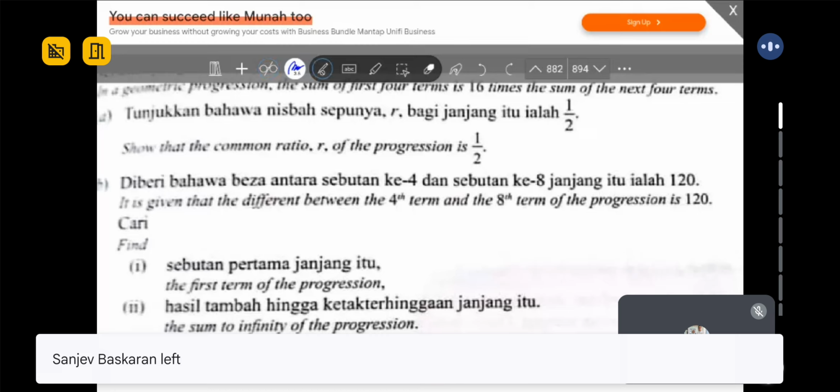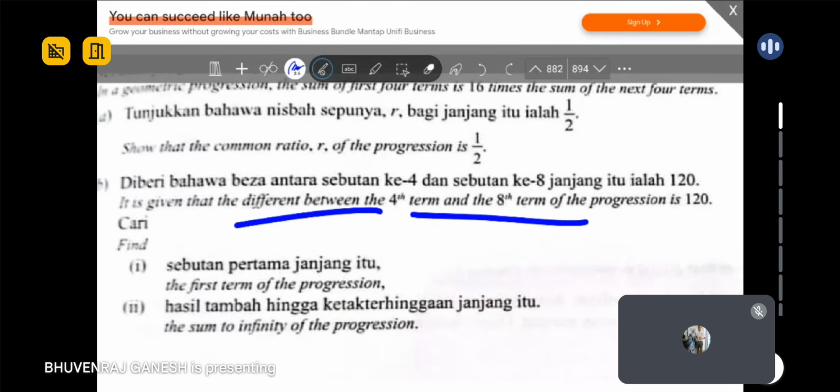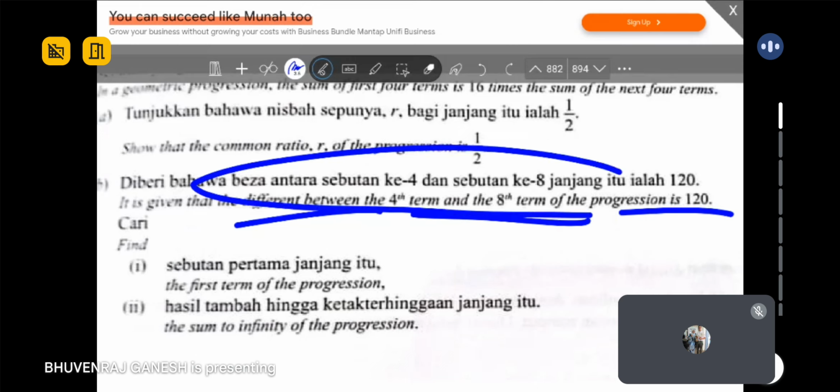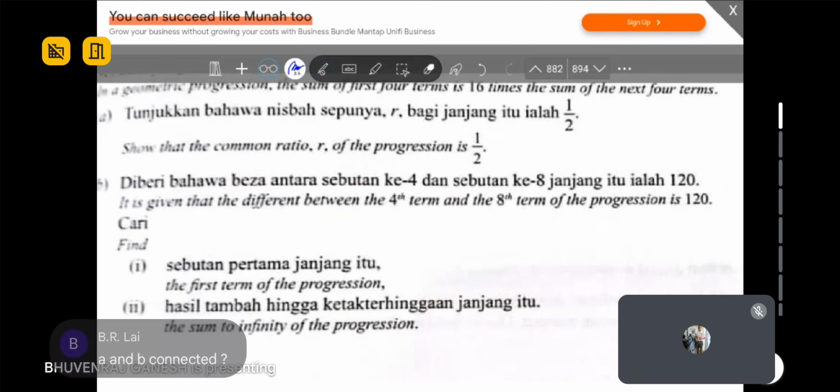Soalan B. They tell you the difference between the 4th term and the 8th term is 120. Perbezaan dia adalah 120. So can anyone tell me an equation for this? Siapa boleh bagi saya satu persamaan berkaitan ayat ni? Anyone?